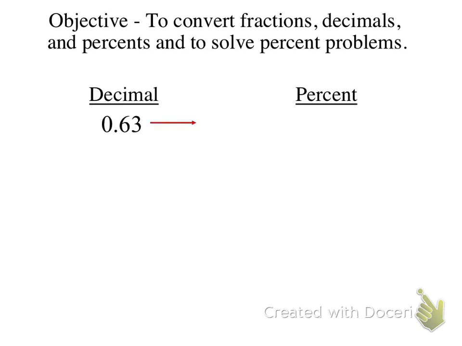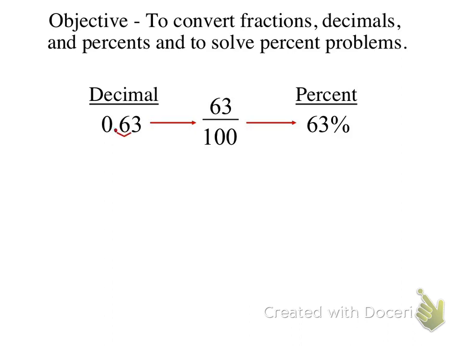So just remember, when we have a decimal, if you can say it, you can put it into fraction form. 63 hundredths is the fraction, and 63 hundredths is how we say the decimal. And then to convert that decimal to the percent, we move the decimal to the right twice. We're actually multiplying by 100. Moving the decimal 2 times to the right is multiplying by 100.